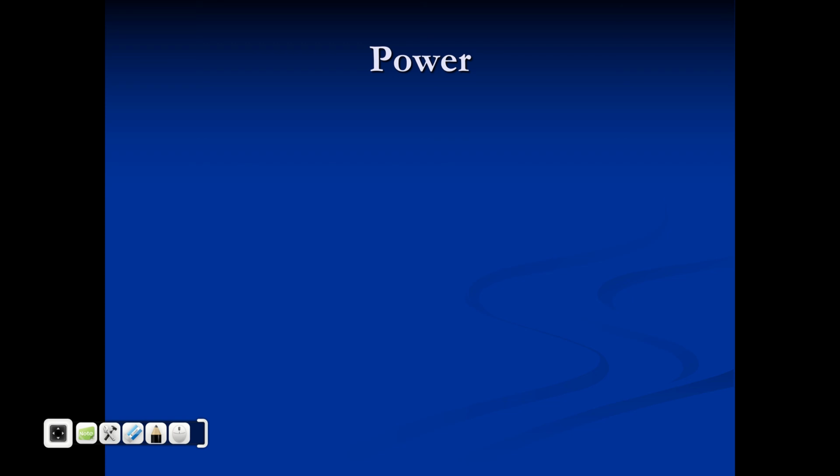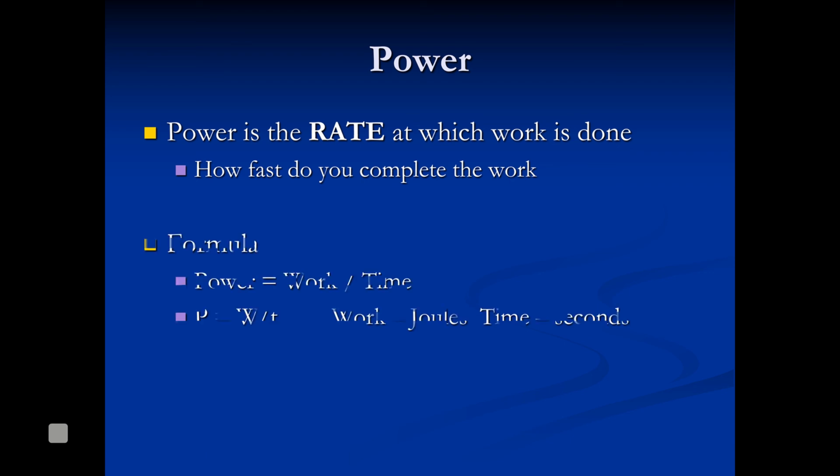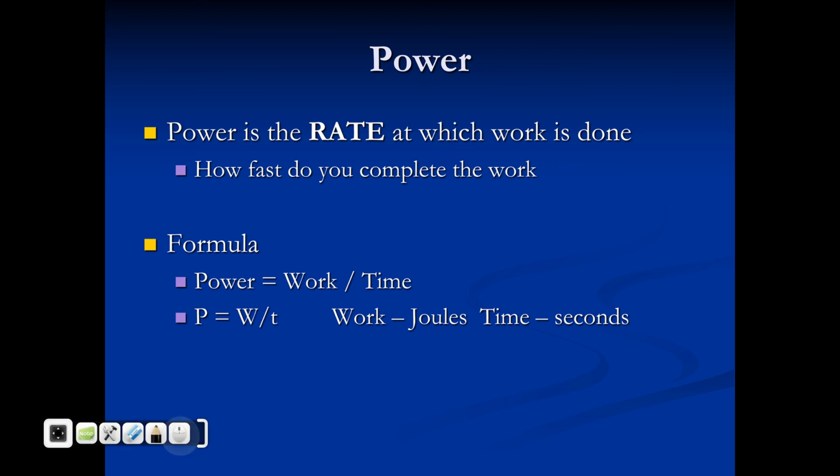Second part of this, what's power? Okay. Power is the rate at which work is being done. In other words, how quick are you in converting that energy? How fast do you do it? So the formula for power is work divided by time. In symbol form, that would be P equals W divided by T. Work has to be in joules. Time has to be in seconds. Okay? Make sure you recognize that. Time has to be in seconds for this.